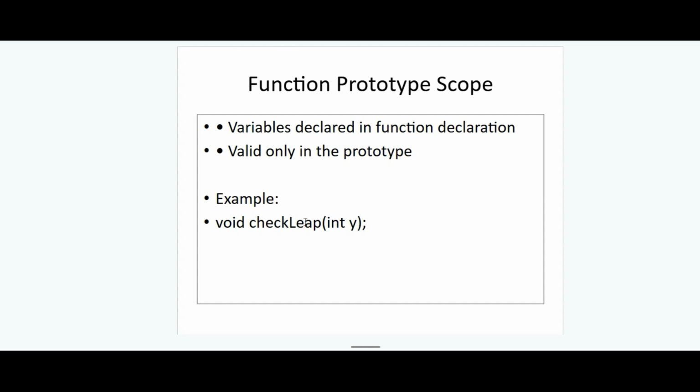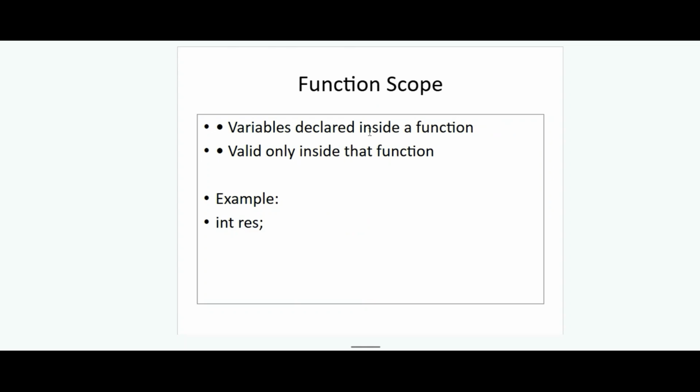Function prototype: if we see, we had a check leap year program, right? So that is the function prototype example, where it is defined in a function declaration. Any scope that is defined within a function, like int res, we have defined in the main function, right? So that is only applicable inside the main function. That is function scope.